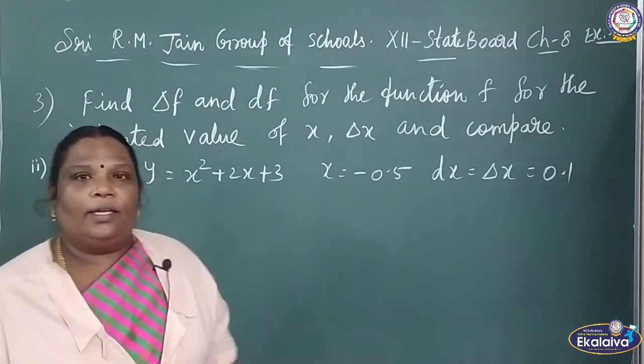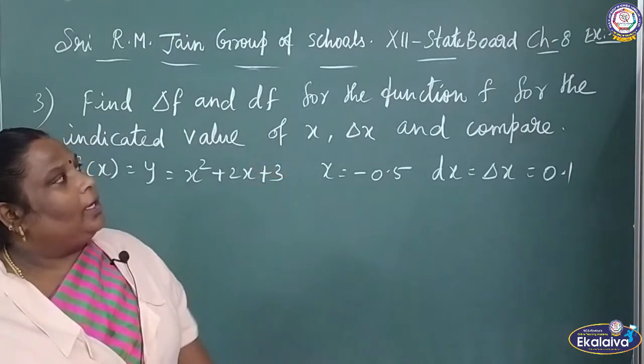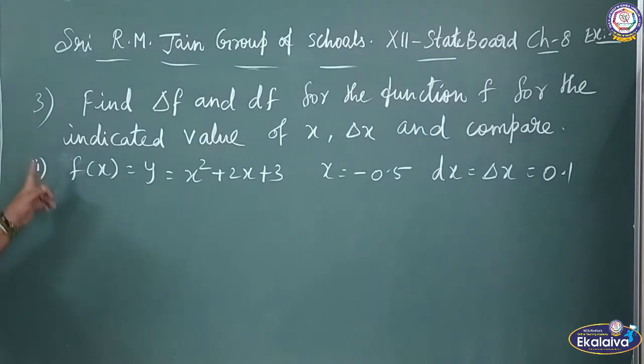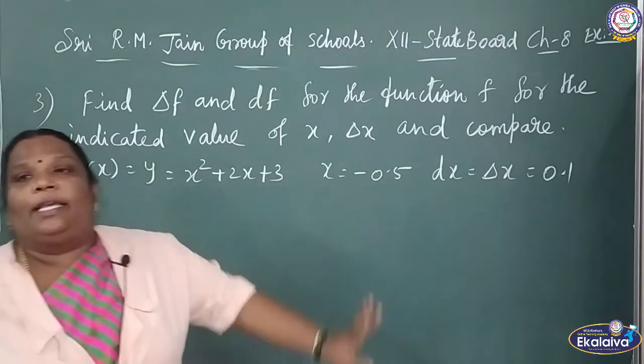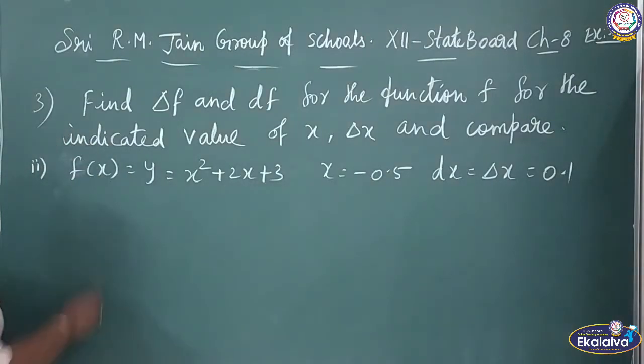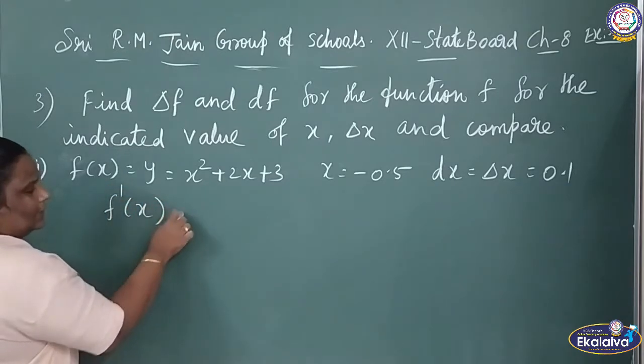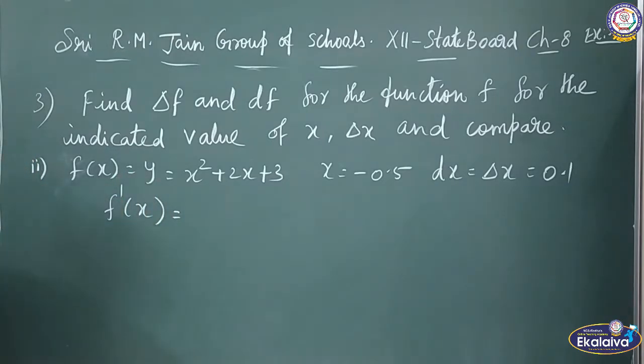Stay group children. See, this is 12th standard state board, chapter 8, exercise 8.2. See here, third sum, second subdivision: f of x equal to y equal to x square plus 2x plus 3, x equal to minus 0.5, delta x equal to 0.1. So, you should find out f of x or y, f dash of x, or you will write it as df by dx, or dy by dx, you can take it as anything.